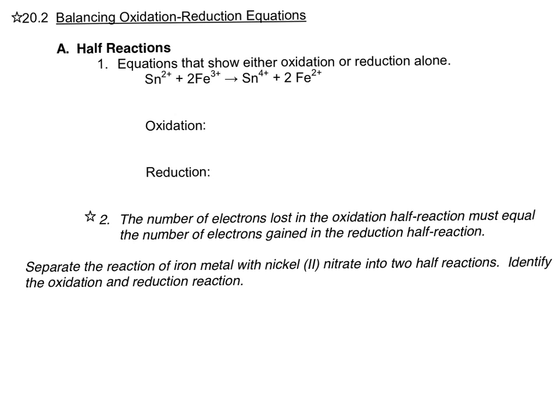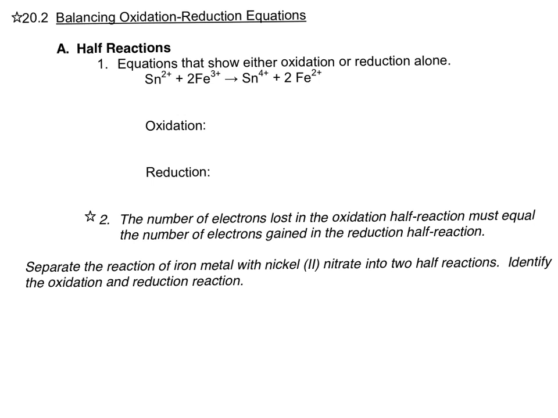This section is about balancing redox reactions. Balancing these reactions is kind of weird because you have to balance not just the elements, you also have to balance the electrons, because electrons can't just disappear. If something loses 6 electrons, it has to go somewhere.